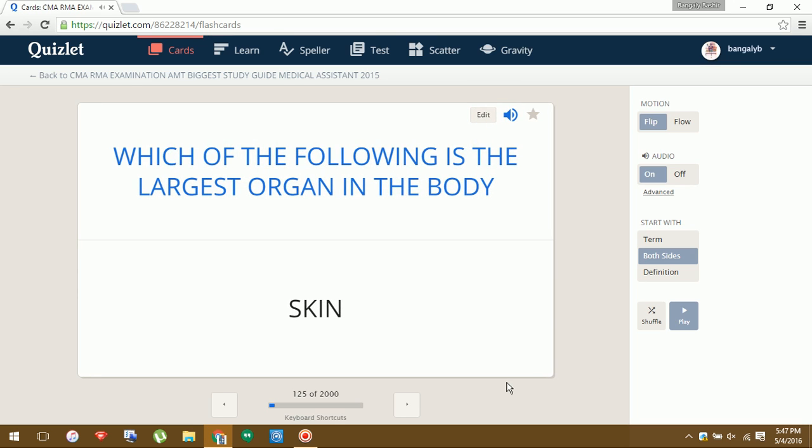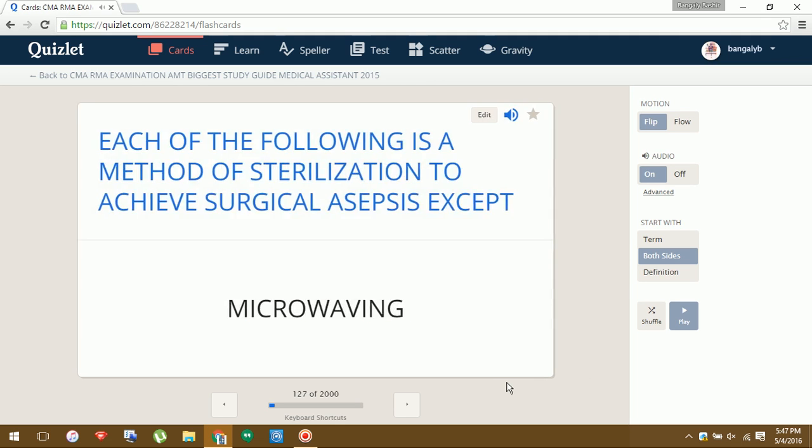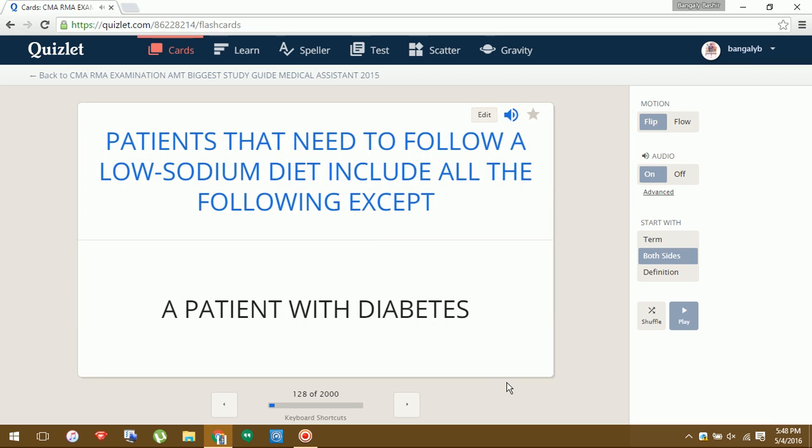Which of the following is the largest organ in the body? Skin. Anatomy is the study of the structures of the body. Each of the following is a method of sterilization to achieve surgical asepsis except microwaving. Patients that need to follow a low-sodium diet include all the following except a patient with diabetes.